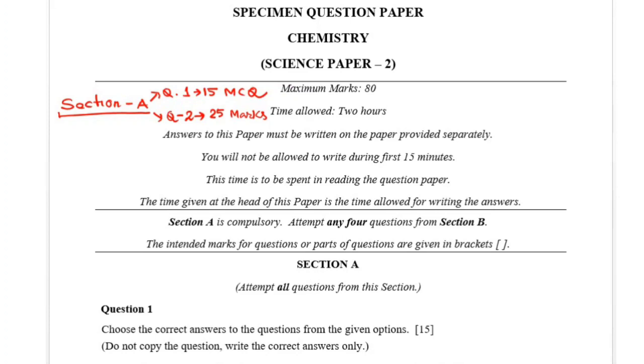Today I am going to discuss with you the solutions of the ICSE Class 10 Chemistry specimen paper released by the ICSE Council recently for the year 2024. We all know the pattern of the question paper. It has two parts, Section A and Section B, each of 40 marks. In Section A, question 1 has 15 MCQs, and question number 2 has five-marker questions totaling 25 marks. Today we are going to discuss Section A only. So guys, without wasting any time, let us begin.